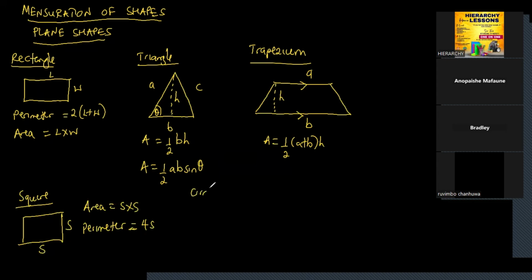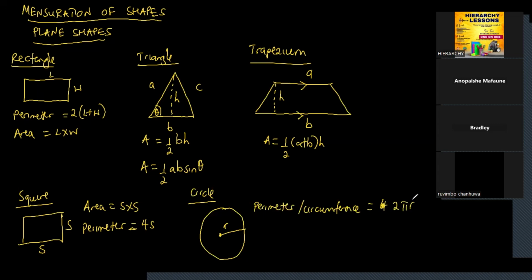And then for a circle, if we have a circle like that with the radius r, remember if this is the center and we have radius r, the perimeter, it's called a perimeter, or we can say the circumference, is equal to 2 pi r. And then the area of a circle is equal to pi r squared.